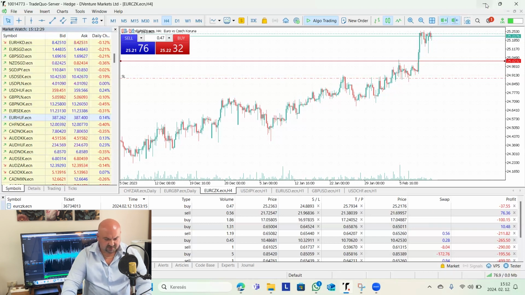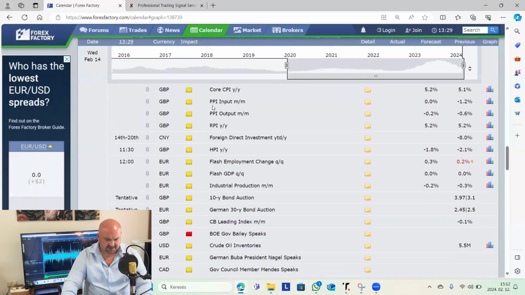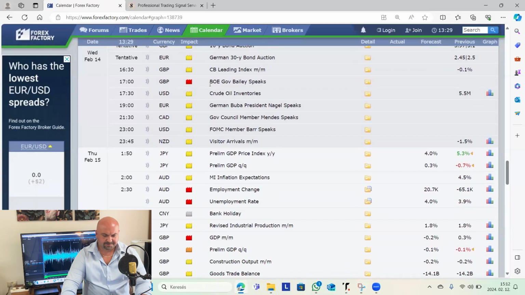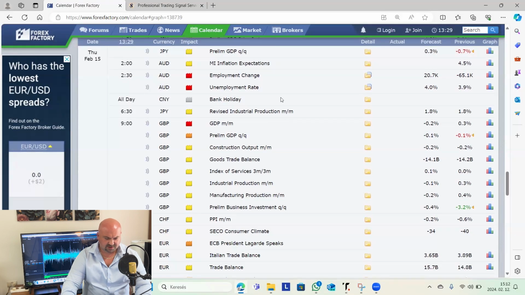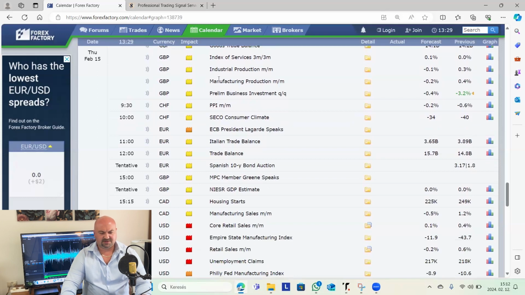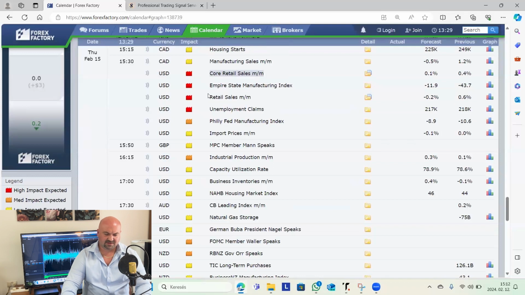Let's go on. The next one, interesting data: GBP, GPS, HPI data. Andrew Bailey speaks again. Then we have the Australian unemployment rate, not that interesting. Let's go further: GBP data, euro trade balance, Spanish data. Okay, retail sales, Thursday 15th of February, we have retail sales data from the United States, and of course the weekly unemployment claims. It was again stronger than expected, so I'm not going to be surprised if this data is also stronger than expected. Let's see what it's going to show us.